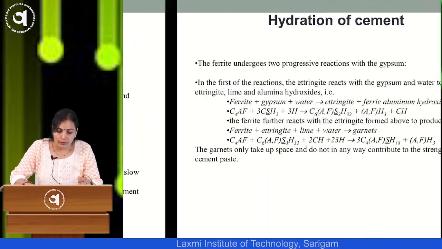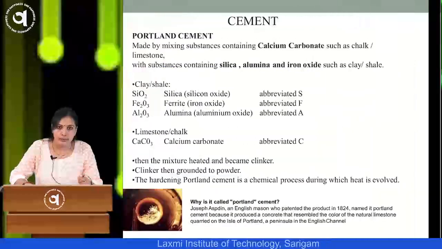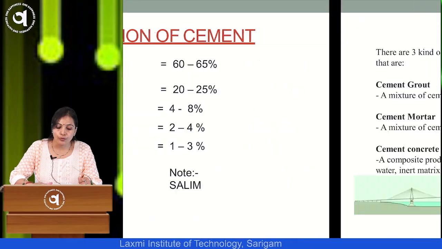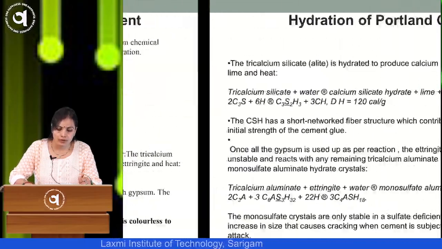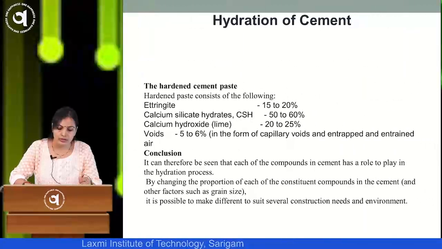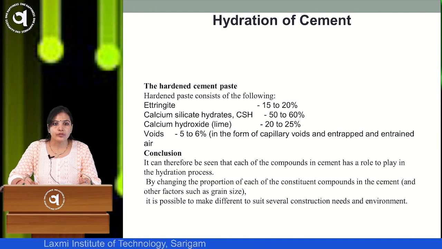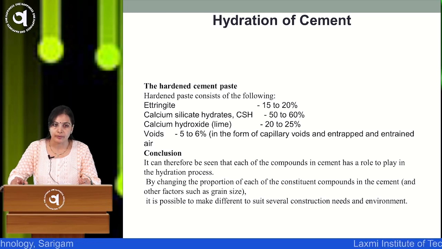So, when you go for the composition of cement, you learn this ratio, and when you go for the chemical composition of the cement, you should know this value. So, the conclusion here is that each of the compounds in cement has a role to play in the hydration process. By changing the proportion of each of the constituent compounds in the cement and other factors such as grain size, it is possible to make different cements to suit several construction needs and environments.